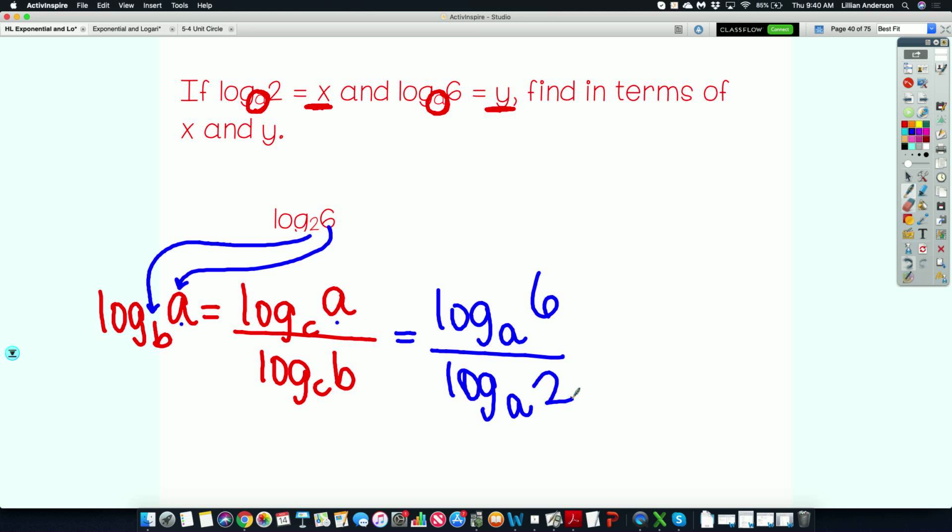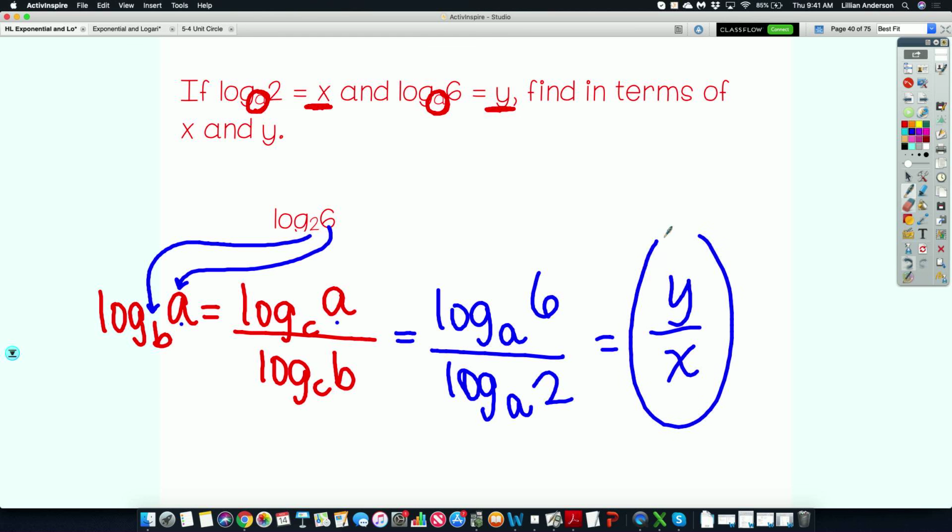This is very helpful when it comes to solving. It's helpful when you're trying to maybe even use your calculator log button and you need to change this log to a base of 10. You can change any base you want to. And now that I have this, isn't this what I wanted to rewrite in terms of X and Y? What's log base A of 6? Y over X. And log base A of 2 is X. And that is my answer. That's how I write that log base 2 of 6 in terms of X and Y.